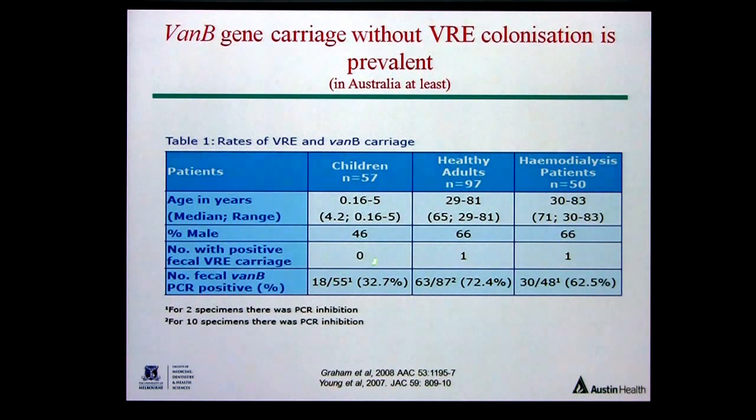Well, what you can see here is that none of the kids were VRE positive, but 33% of them, close enough, had Van B genes, even at the age of 2 to 3 years in their poo, compared to 70-odd% for healthy adults and a similar percentage, statistically similar, for hemodialysis. So we were actually surprised. We were not surprised that there was a difference between kids and adults, but we thought the hemodialysis patients would be kind of worse because they've been more exposed to antibiotics.